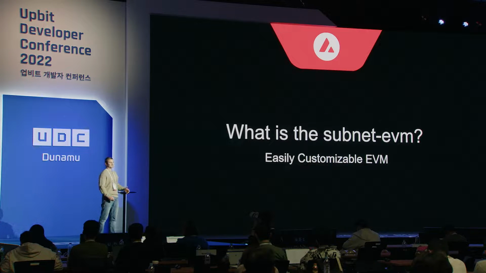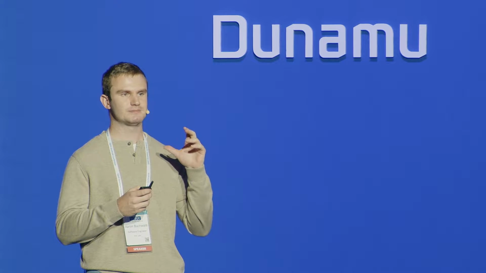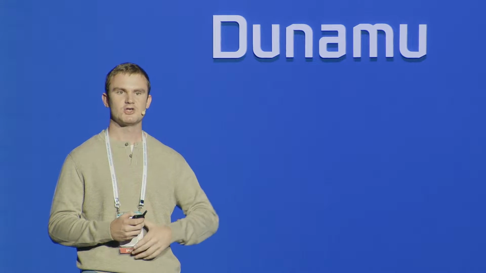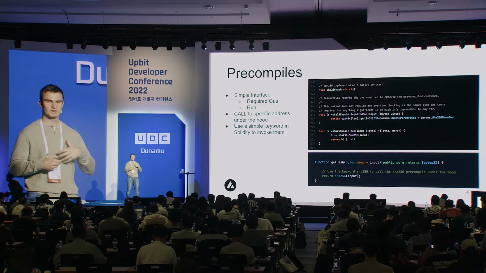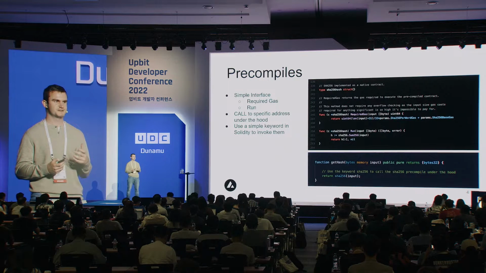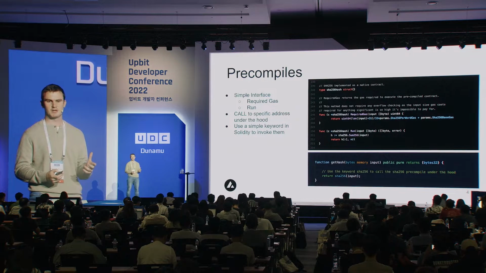That is what the Subnet EVM is, and the way that we're starting with this is with stateful precompiles. The idea is that instead of simply running a smart contract application that just runs on the existing EVM, you might want to improve the performance of that. And so the way that we do this is we build on a notion that has existed in the EVM since the Ethereum Yellow Paper.